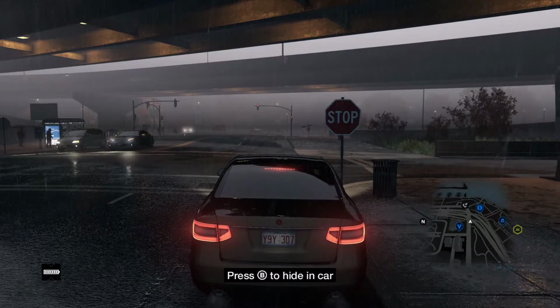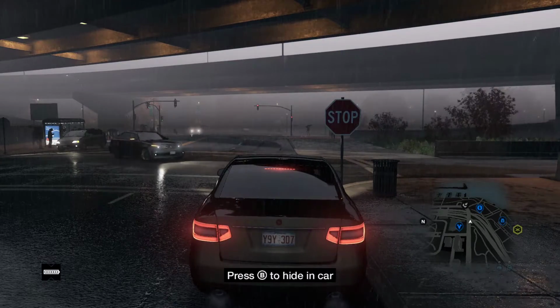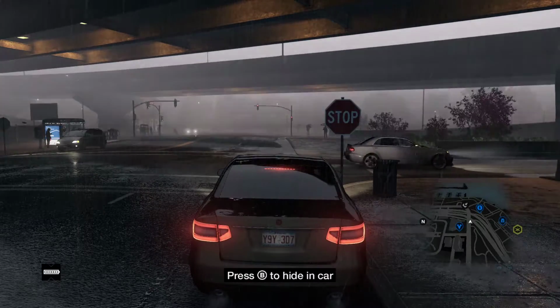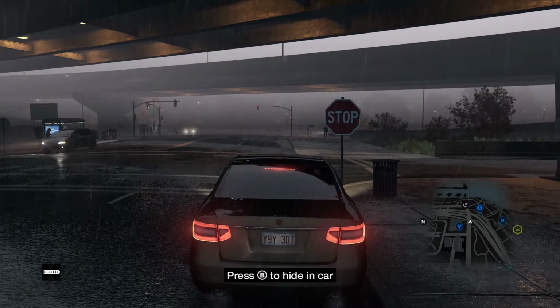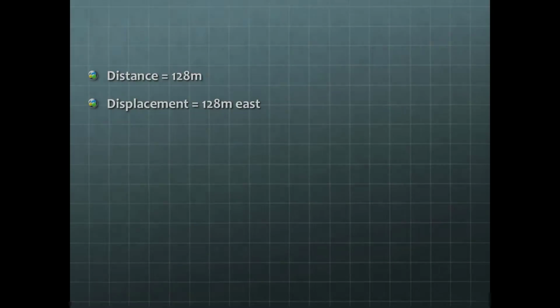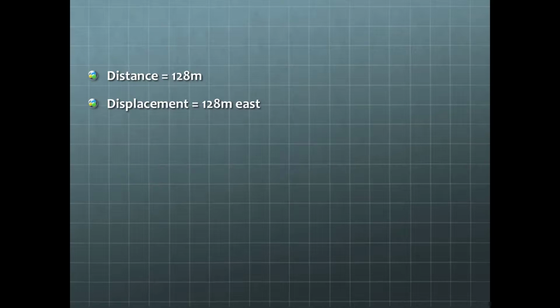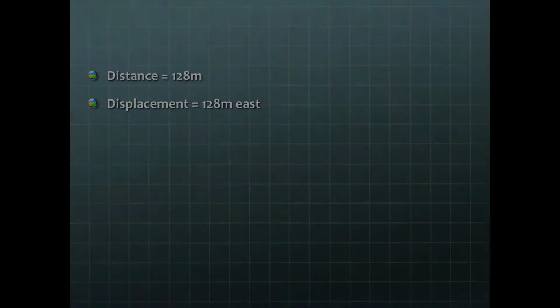The car reached the waypoint. How far did the car travel? Well, in this case, it traveled 128 meters, which describes the distance. How far is the car from where it started? The car is 128 meters east from where it started. Based on the answers, you notice that displacement has a direction, whereas distance does not.